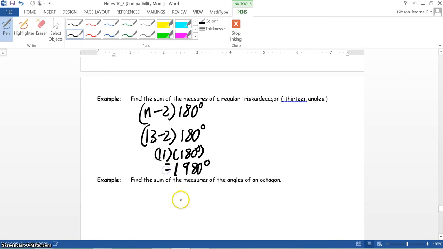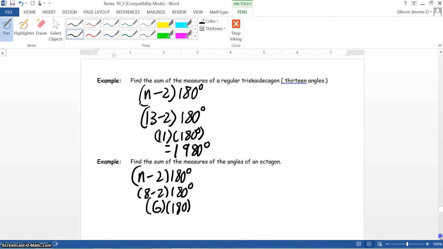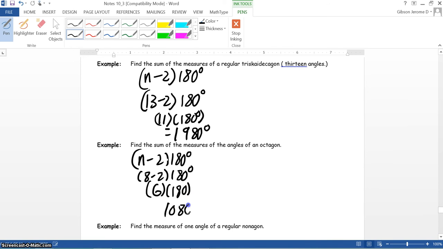It says here, find the sum of the measures of the angles of an octagon. Now remember, an octagon is 8 sides. So we'll take (n minus 2) times 180 degrees. So it'll be 8 minus 2 times 180 degrees. So it'll be 6 times 180. So we'll take our calculator. 6 times 180 should give us 1,080. So our final answer here would be 1,080 degrees.